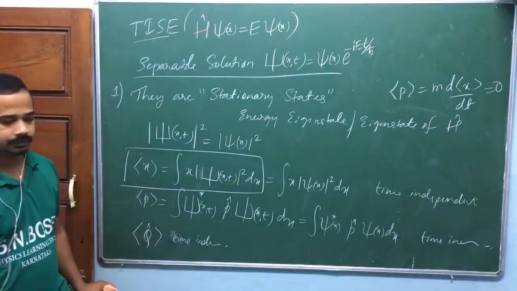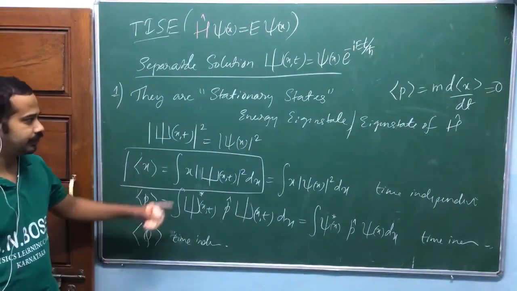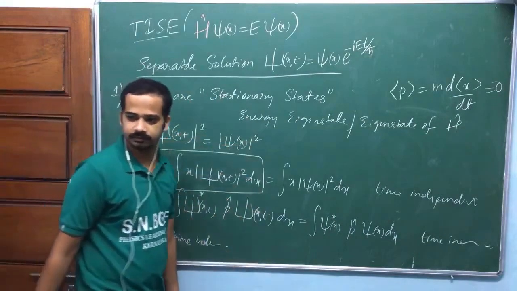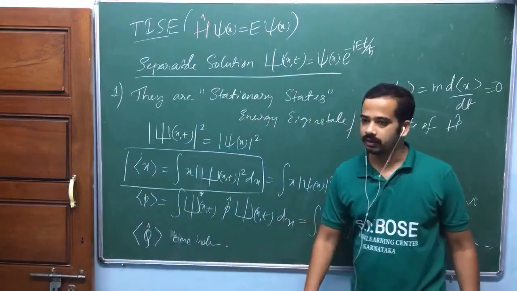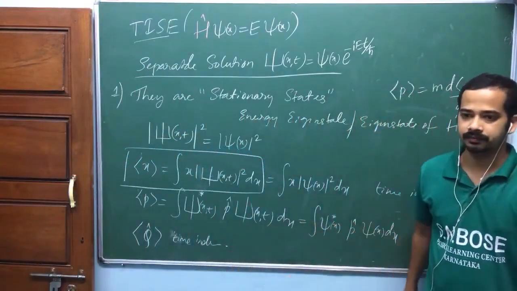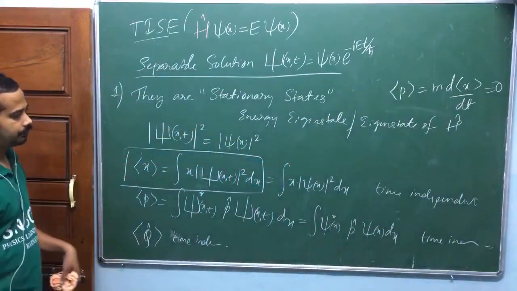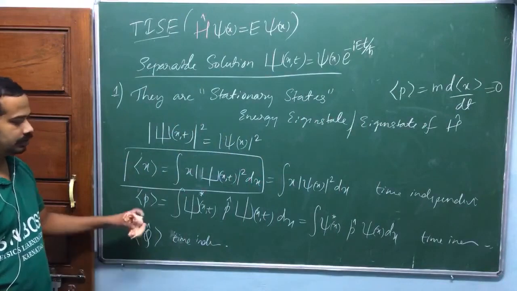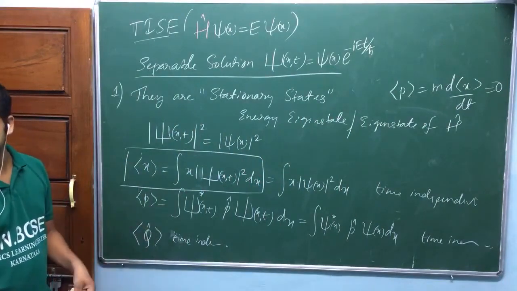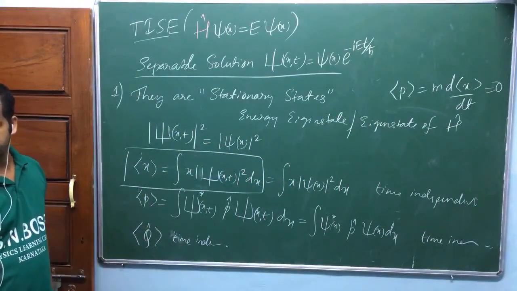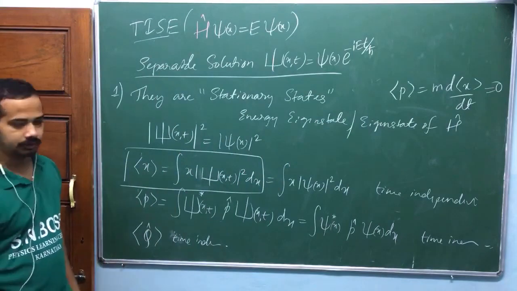Stationary state. So this expectation of p is always 0. Yes, always 0 in case of a stationary state. But in a linear combination state, it is not 0. You will see that. That's why you need to solve more and more problems. In the linear combination, it need not be 0. You will see that one. But solve that problem.